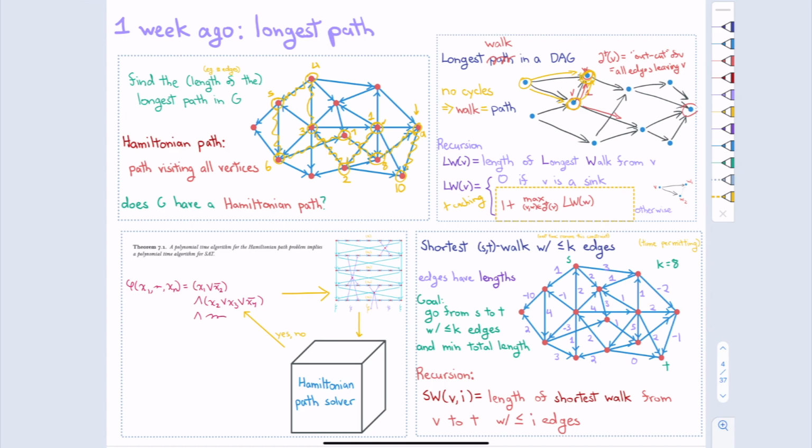It wasn't clear at first, but we eventually stumbled upon this idea. The point of this problem is that we have introduced cycles back into the input, but nonetheless we were able to do something recursively by introducing another parameter i, keeping track of how many edges I've used so far on my walk. Or another way we look at this is to build out a layered graph.